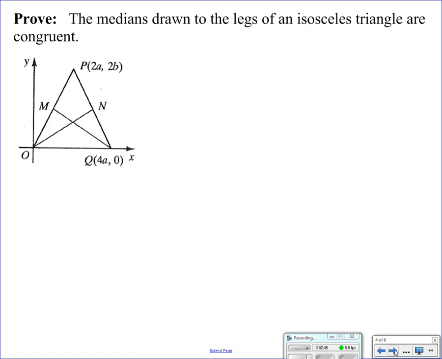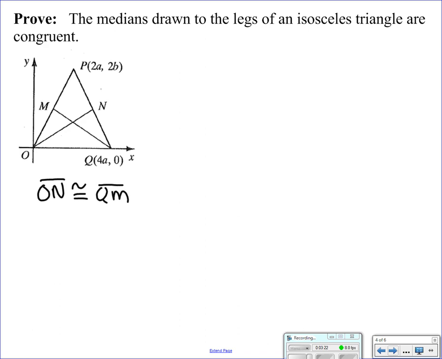Now, proofs involving them. And don't freak out. They're not as bad as you think. I think usually guys like these more than the other ones that we've been doing. So prove the medians drawn to the legs of an isosceles triangle are congruent. So we are given that picture and we need to prove that ON is congruent to MQ or QM.